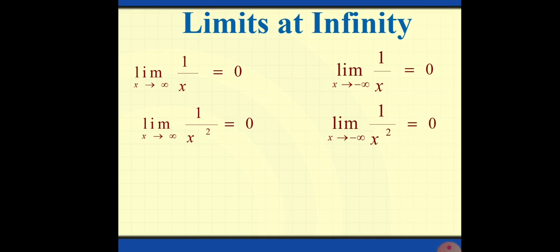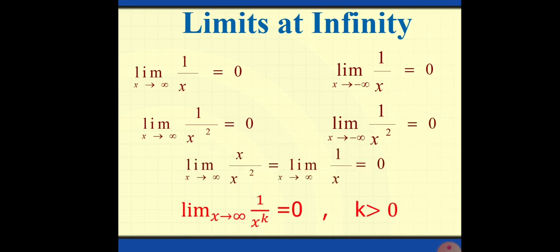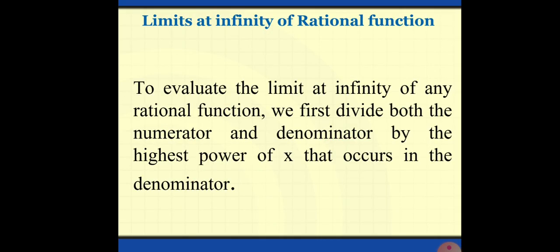And if you have a look at the rest of the rules, you can deduce that the limit of 1 over x to the power k when x approaches infinity equals 0 for k greater than 0. Now we have some examples here.